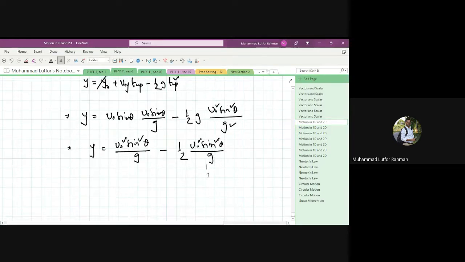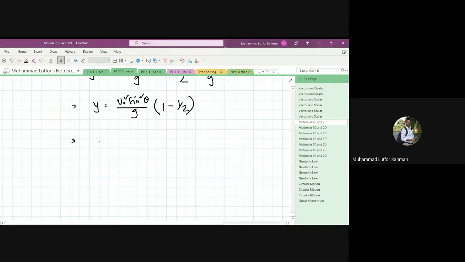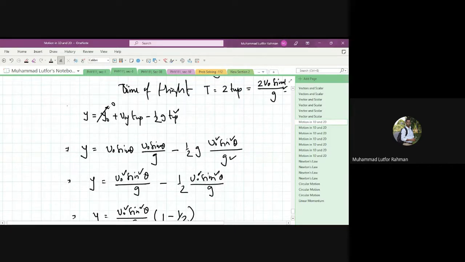I can factor out v naught square sine square theta divided by g. If I factor out, I'll find 1 minus half. If you do that, 1 minus half will be half. That would be v naught square sine square theta divided by twice g. Then we memorize this maximum height equation. But I don't have to memorize this one. If I just plug in that value into that equation, I automatically can find out that maximum height, which is basically the y. This is one method.